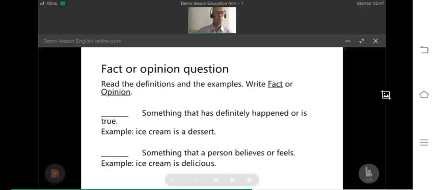If you think it's fact, can you raise your left arm? If you think it's opinion, your right. Good. Some people think either side. All right. It's fact. Something that a person believes or feels. For example, ice cream is delicious. Yeah, most of you got that right. It's an opinion. Whether or not you like ice cream doesn't matter about the flavor of ice cream. It's actually an opinion. It's what you think.